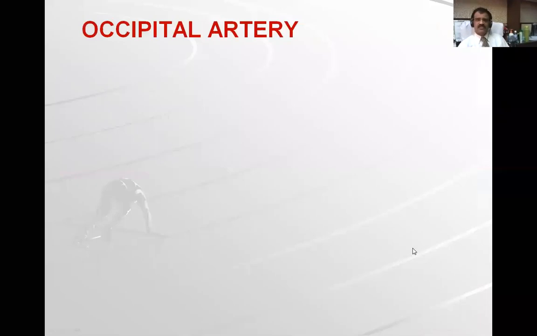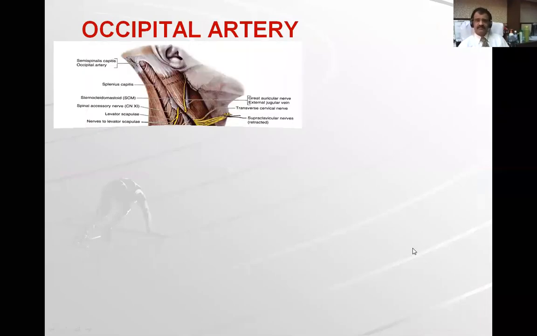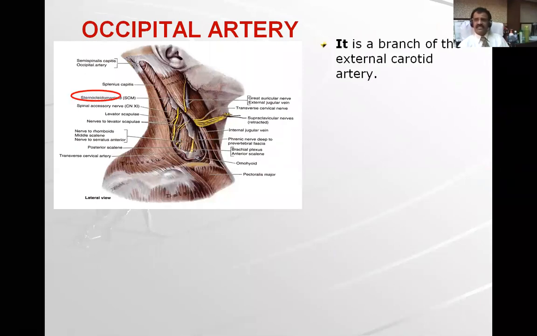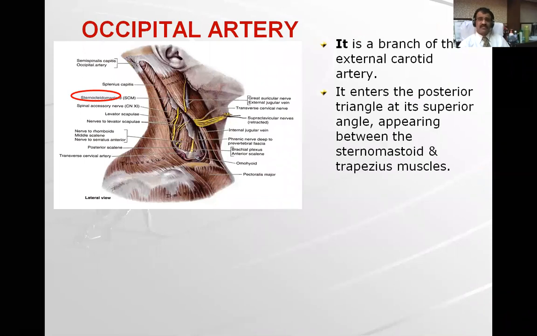Now let us see the occipital artery here. You can see that artery in this image. It is a branch of ECA. ECA means external carotid artery. It enters the posterior triangle of the neck at its superior angle, shown here, appearing between the sternomastoid muscle and trapezius muscle. It is between these two muscles.